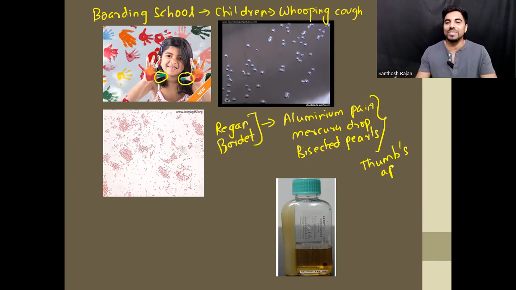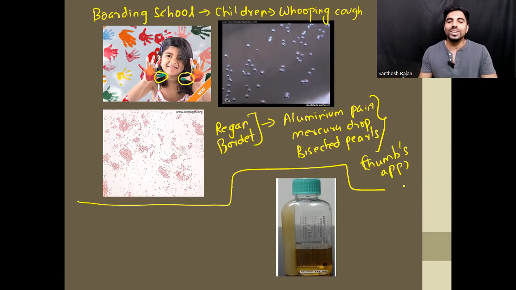Thumbprint appearance. Okay. Got it. So in your exam, if you get this one, this is the bisected pearl or mercury drop or aluminium paint. This is the picture. So whenever you see this picture, like a pearl, it's like a mercury drop or a pearl, bisected pearl or aluminium painting.